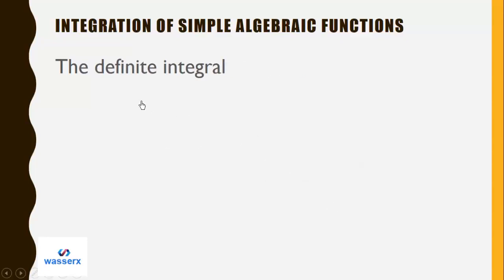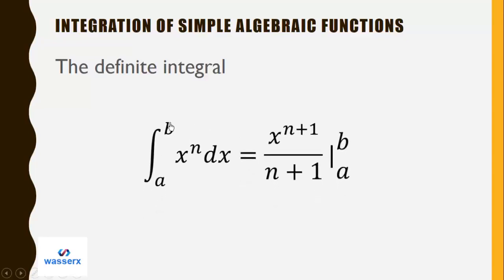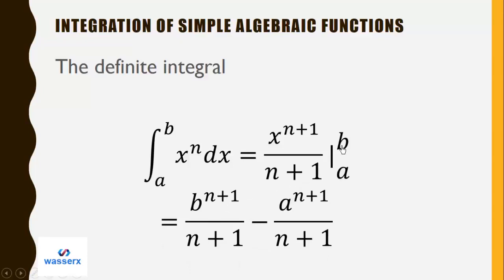Then we have the definite integral. The definite integral is simply an integral with limits or boundaries. This is called the lower boundary and this is called the upper boundary. So it is the same thing. We integrate the function first, then we apply the limits. So we substitute the upper limit minus the substitution of the lower limit. And the absolute value of this result gives us the area under the curve from a to b.